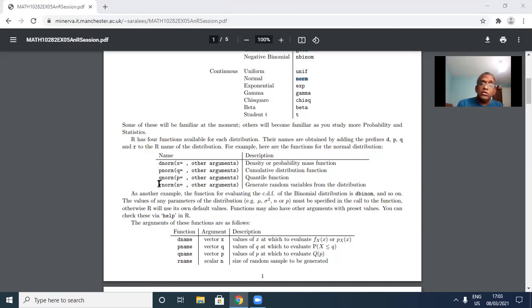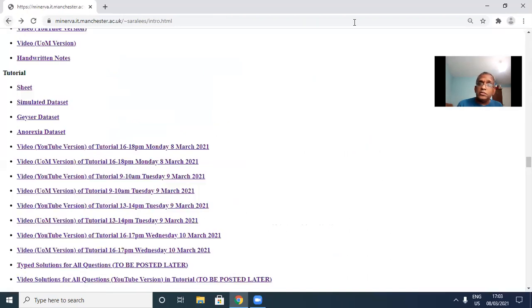So, for example, norm is the abbreviation for the normal, right? So dnorm will compute the density of the normal, pnorm will compute the CDF of the normal, qnorm will compute the quantile function of the normal, and rnorm will compute the random numbers from the normal, right? All right, so I just want you to know this before I go to the next page.